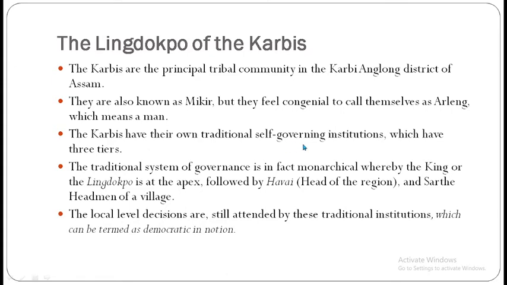The Karbis have their own traditional self-governing institutions which have 3 tiers. As in the case of the Khasis and Garos, the traditional administrative system of the Karbis also is 3-tier or 3-layer. The traditional system of governance is in fact monarchical, whereby the king or the Lindopa is at the apex. Among the 3 tiers, the Lindopa or the king is at the top, who is followed by Habai or head of the region, and at the bottom we have Sarte or headman of a village.